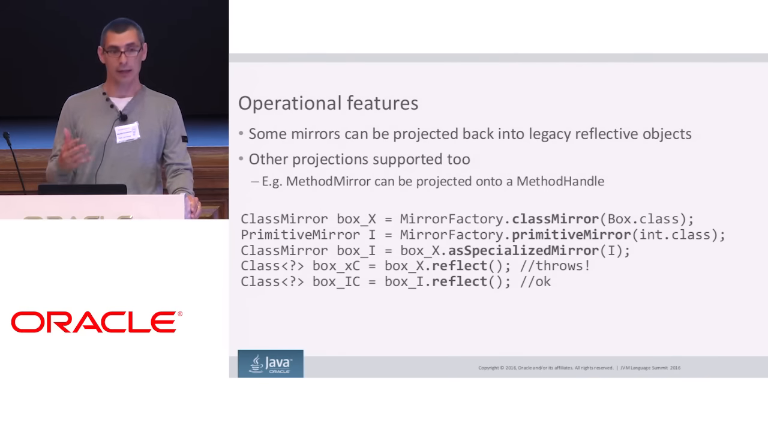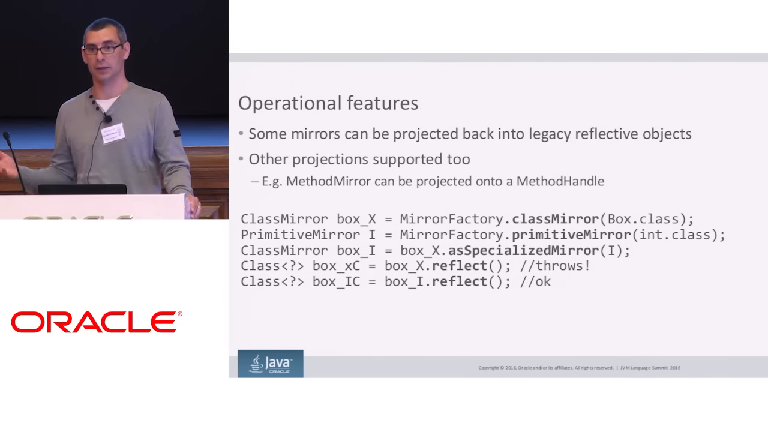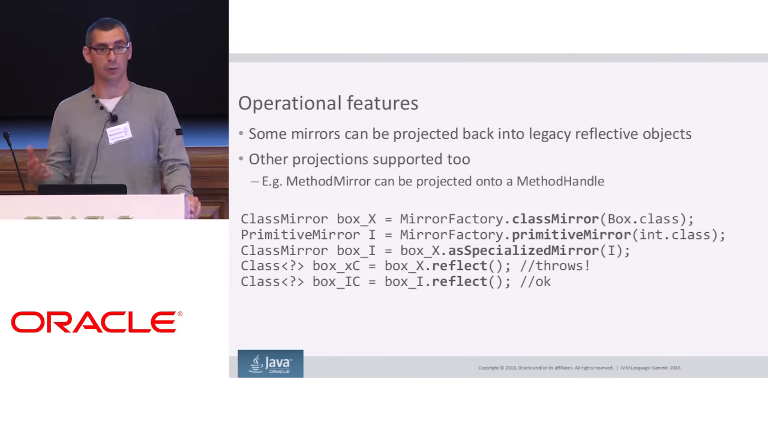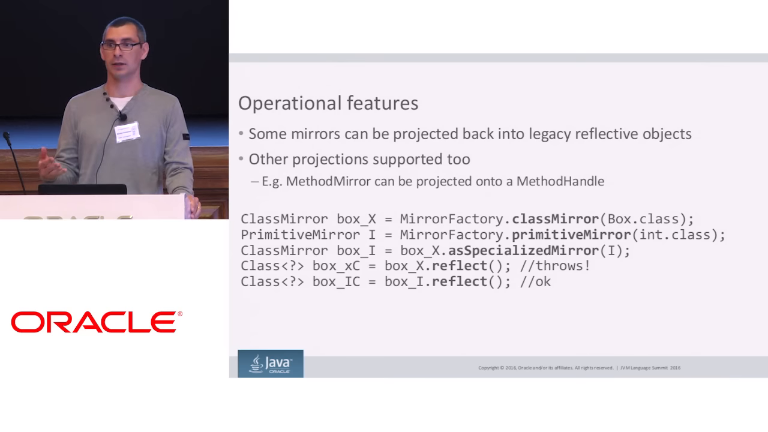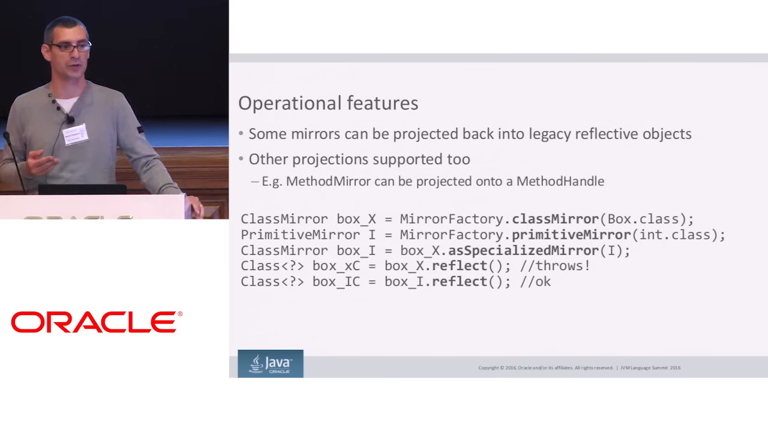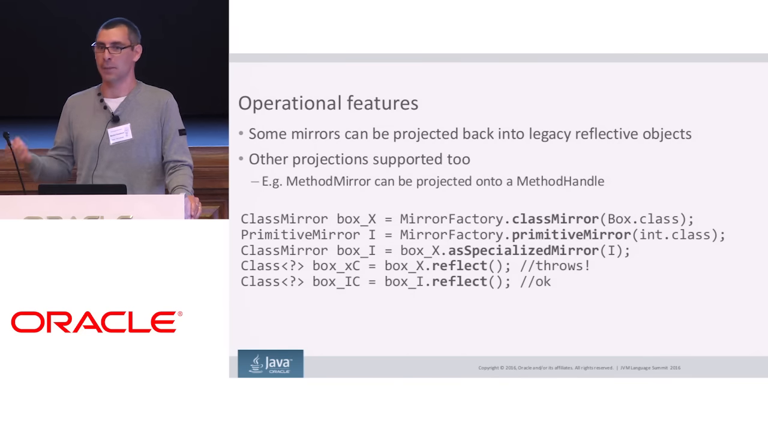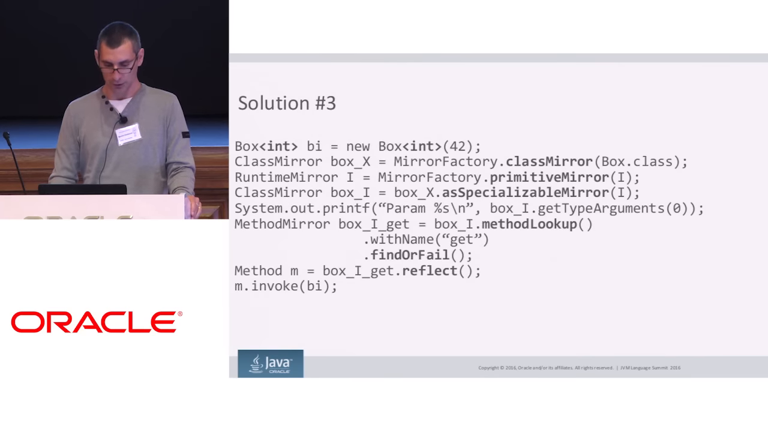You can also project these mirrors into something different. So for example, if you have a Java reflect method, you can project it to a method handle. And that actually is a nice solution because it gives us an answer for how do I do operational reflection on specialized classes. Because if I get a method handle, I don't have to use the same API for all the calls. I just create a specialized method handle for that. And that's going to work without boxing.